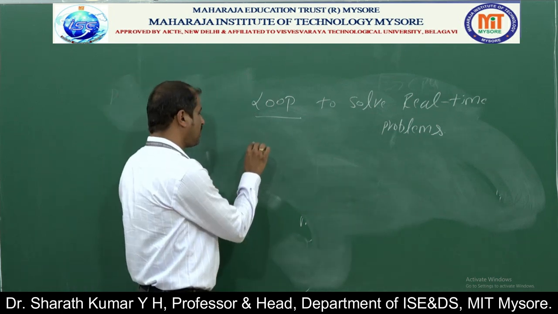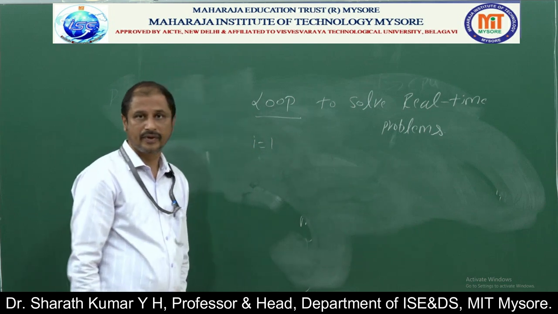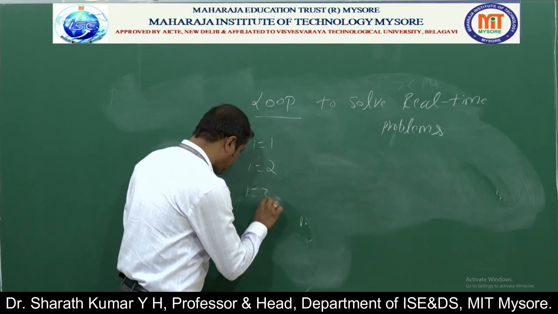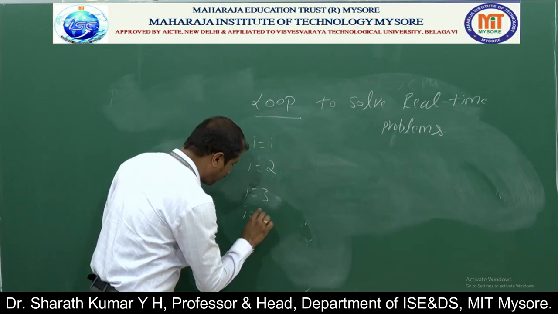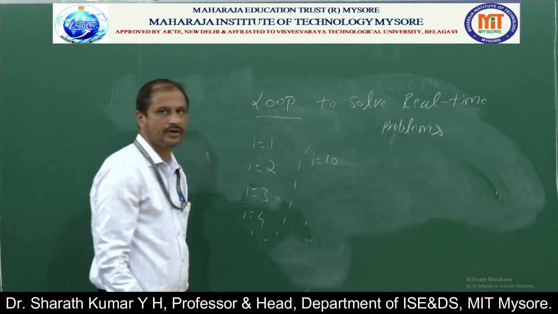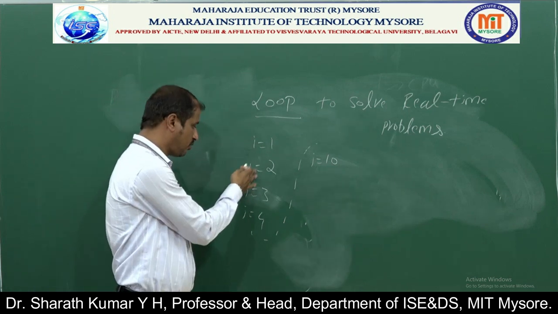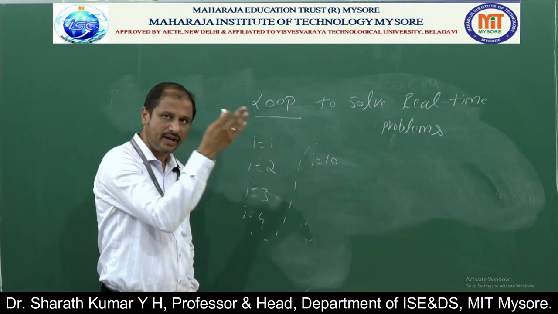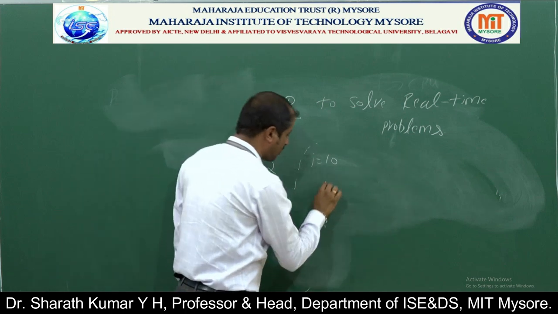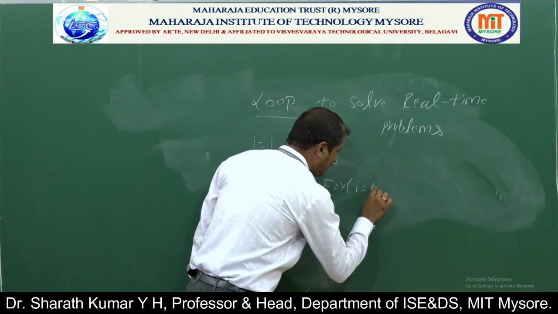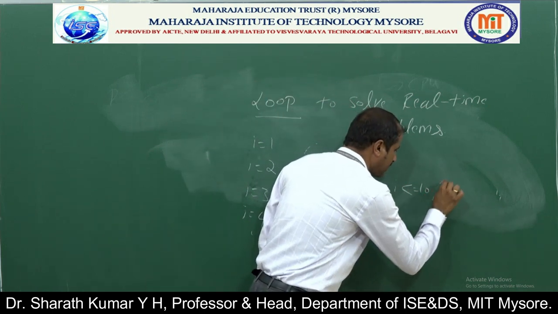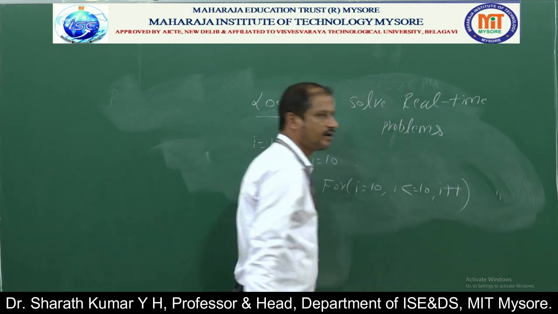First of all, for example, I will define i = 1, then i = 2, then i = 3, then i = 4, till i = 10. I am writing 1, 2, 3, 4, 5, 6, 7, 8, 9, 10 like this. Do you want to go on writing like this? Instead of this, I will use a formula: for i = 1, i less than or equal to 10, i plus plus.